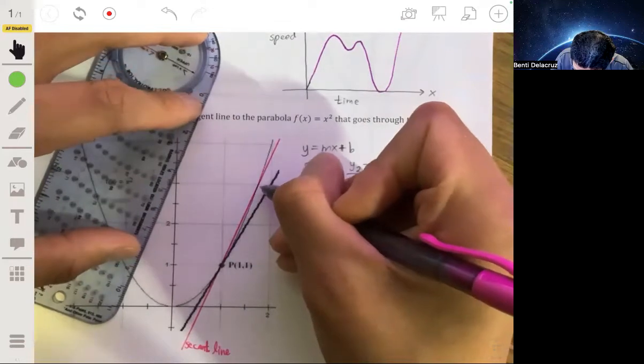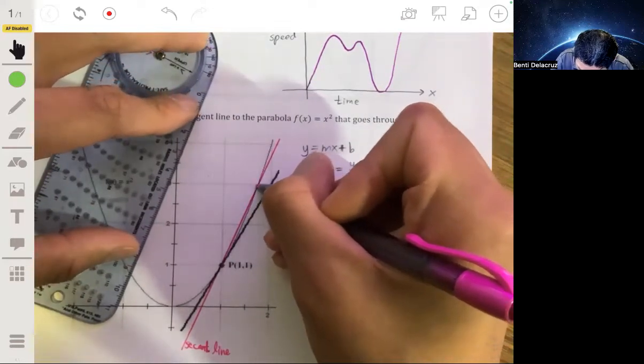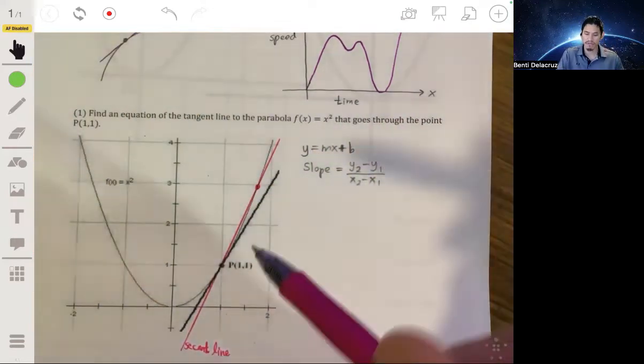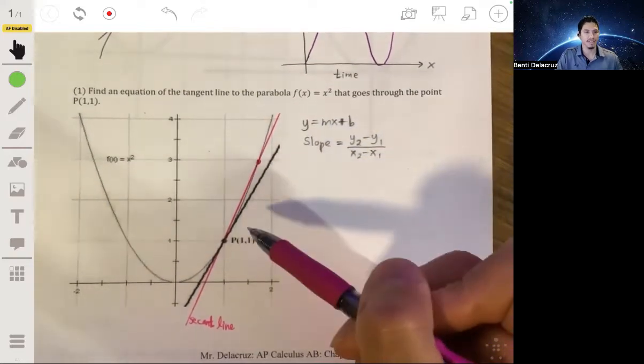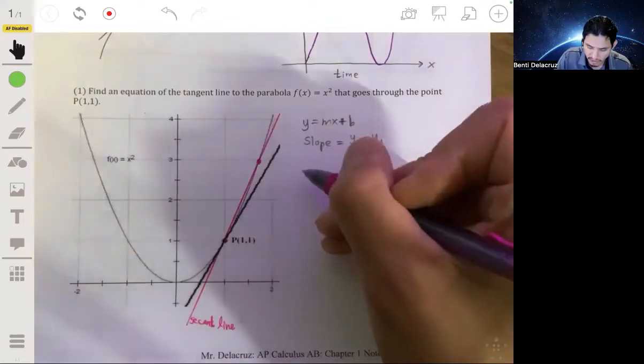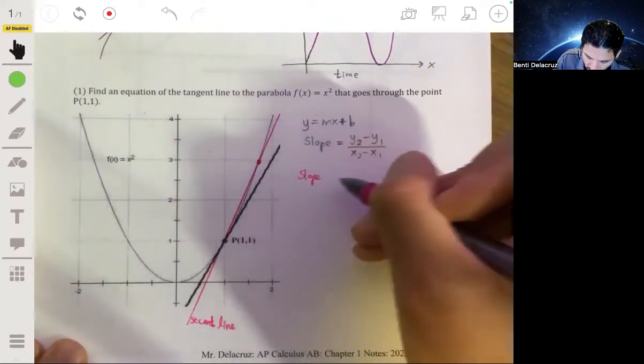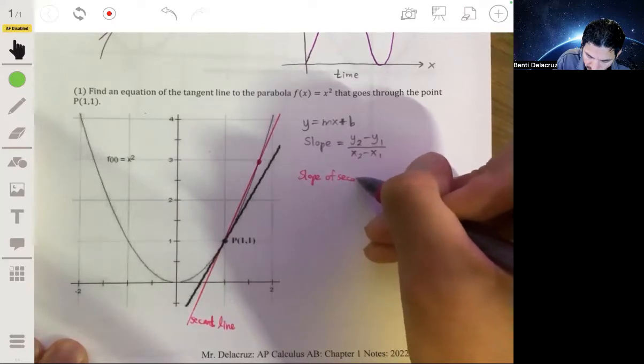So we have a point there. And then if we can find the slope of the secant line, that's going to give me an idea of the slope of the tangent line. So the goal is the slope of the secant. What's the slope of the secant line?